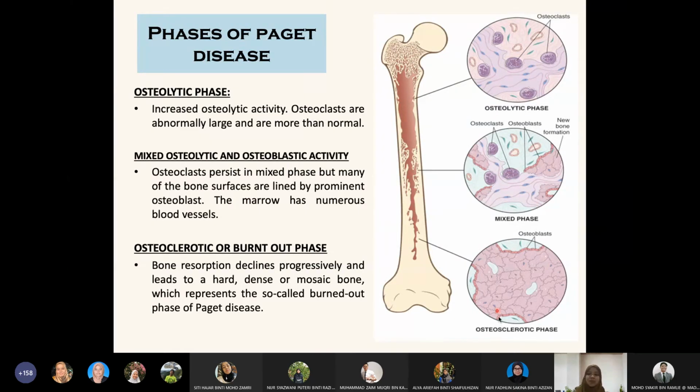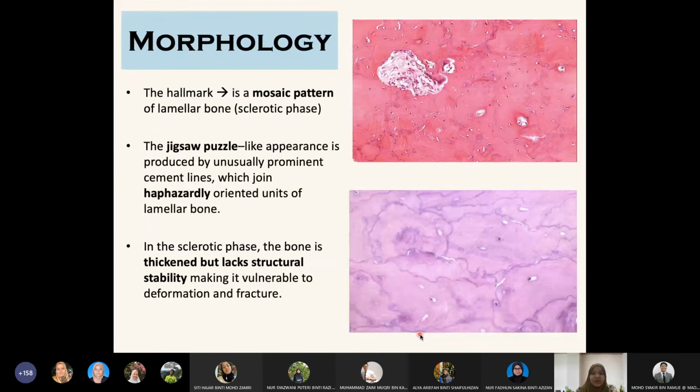After the mixed phase, it will proceed with the osteosclerotic phase. Meaning that in this phase, the bone resorption declines progressively, and eventually it will lead to hard, dense mosaic bone, which represents the so-called burnout phase of Paget. So please remember this. Special about Paget, they have 3 phases. Osteolytic, proceed with mixed, and then osteosclerotic. Okay, the bone will be thick.